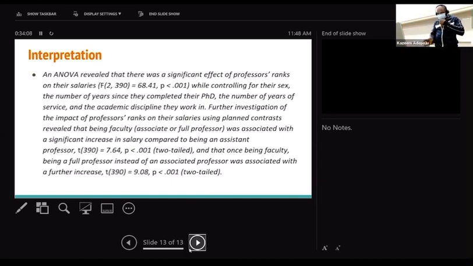Once being faculty, being a full professor instead of an associate professor was associated with a further increase. Okay, so take a look at that. We're interpreting the p-value that we have right now. I want to tell you the article that I gave you today will simplify everything that we have been doing. For those of you that are working on projects, you don't need to go further.